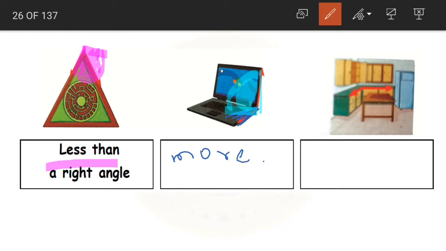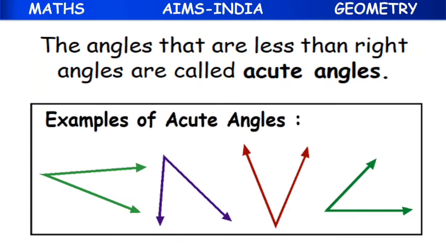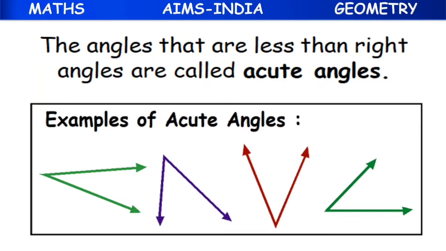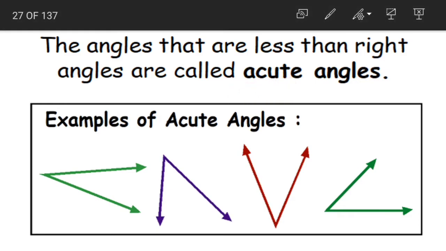Now coming to the last one. Again, this will be our right angle tester. This angle is also more than the given right angle. Now the angles that are less than the right angles are called acute angles. As we have observed, few angles are less than the right angle and the few others are more than our right angle. Now what can we say about those angles? The angles that are less than the right angles are called acute angles, children.